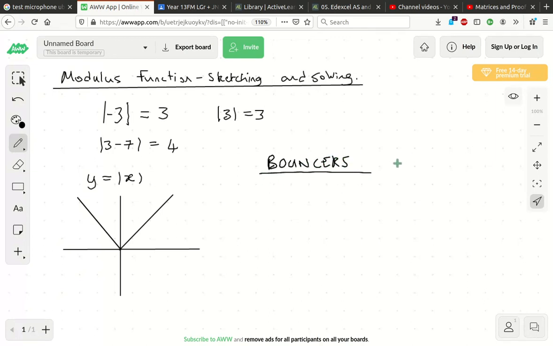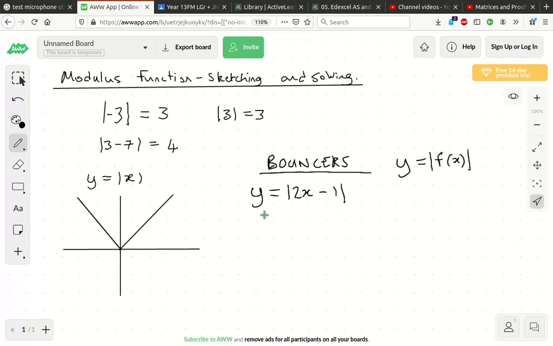Bouncers are all of this form, y equals the mod of a function of x. In other words, we say mod or modulus. Let me just make that clear. In other words, the modulus is the last thing to happen after you've done the rest of the function, applied the rest of the function to x. So they're all going to be of this format. And let's take a simple one first. Y equals mod of 2x minus 1. Yeah? So the modulus is the last thing to happen.